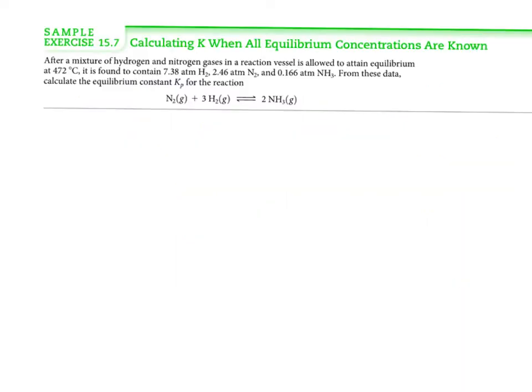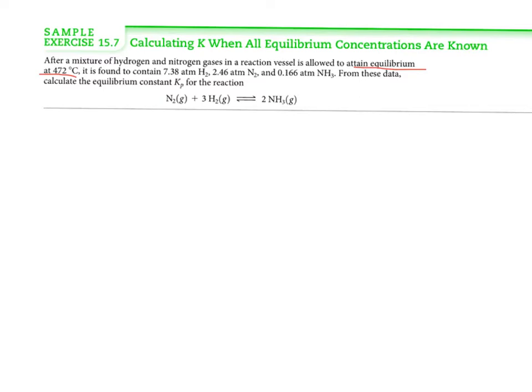Okay, so here we have a sample problem. We want to calculate K, our equilibrium constant, when we know all equilibrium concentrations. After a mixture of hydrogen and nitrogen gases in a reaction vessel is allowed to attain equilibrium, at 472 Celsius, it is found to contain 7.38 atmospheres of hydrogen, 2.46 atmospheres of nitrogen, and 0.166 atmospheres of ammonia gas. From these data, calculate the equilibrium constant Kp for the reaction N2 plus 3H2 makes 2 ammonias. This is the Haber-Bosch process.